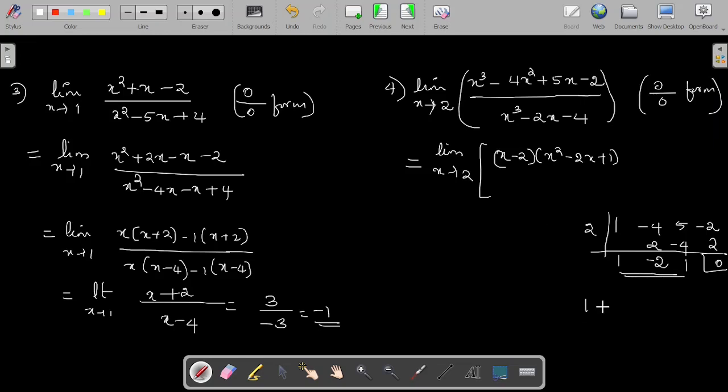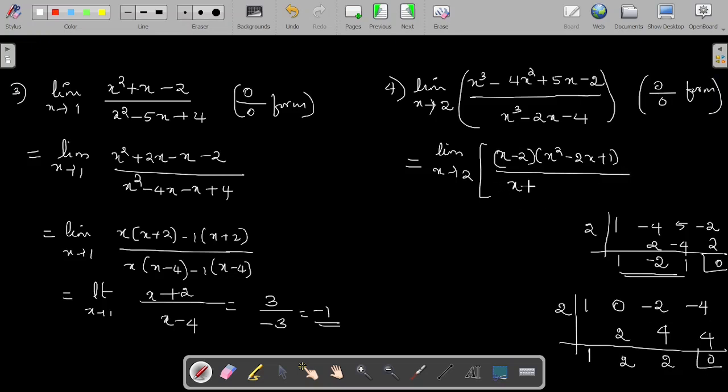Similarly, for the denominator, x cube coefficient is 1, x square coefficient is 0, x coefficient is minus 2, then constant is minus 4. 2 is a root of this polynomial also. So 2, write this 1 as it is. 2 ones are 2. 0 plus 2 is 2, 2 2s are 4, minus 2 plus 4 is 2, 2 2s are 4. That means minus 4 plus 4 gives you 0. Hence x minus 2 is here also a factor. Then x square plus 2x plus 2.